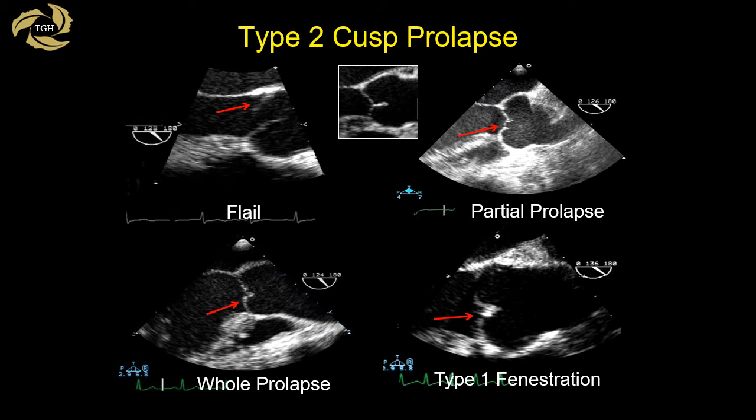It is important to identify these cusp pathologies in addition to root dilatation to ensure an adequate repair and identify residual causes of AI post-cardiopulmonary bypass.